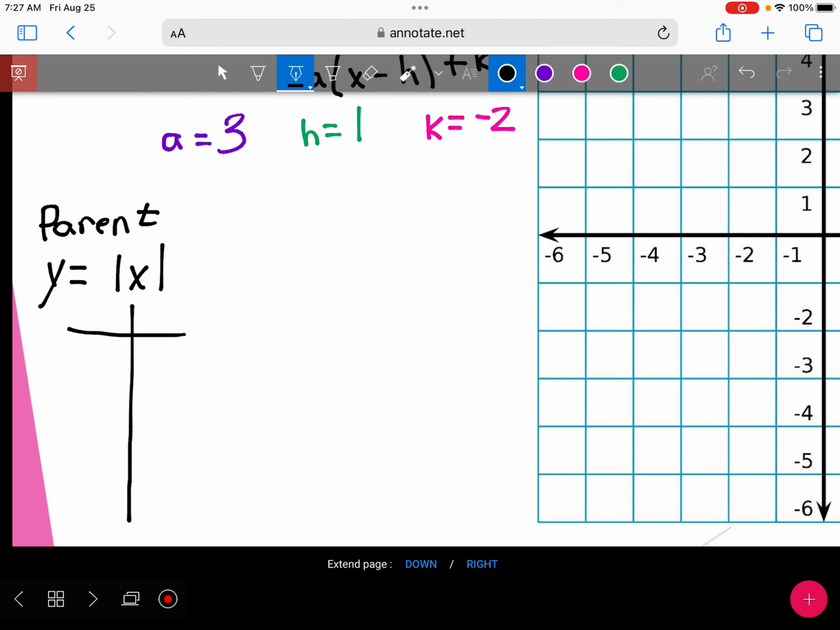And it's the same parent table from yesterday, where we've picked the x's to find the y's that give us a good view of that middle. Negative 2, negative 1, 0, 1, and 2. Absolute value of negative 2 is positive 2. Absolute value of negative 1 is positive 1. Absolute value of 0 is 0. Absolute value of 1 is 1. And absolute value of 2 is 2.